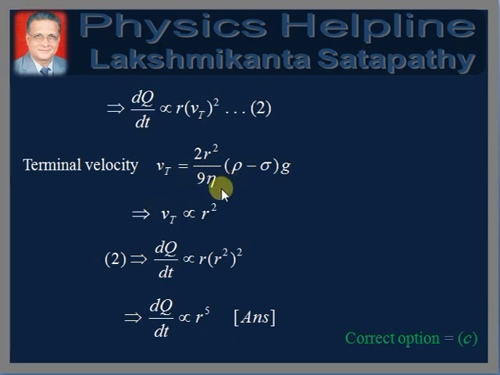Now, terminal velocity Vt is equal to 2r² divided by 9η, into (ρ minus σ) g, where ρ is the density of the ball or sphere and σ is the density of the viscous fluid. From this, everything else is constant, therefore we get Vt is proportional to r². Therefore, equation 2 gives dQ/dt is directly proportional to r into (r²) whole squared. Therefore, we get dQ/dt is directly proportional to r^5, which is the answer to question 2. Therefore, the correct option is C.